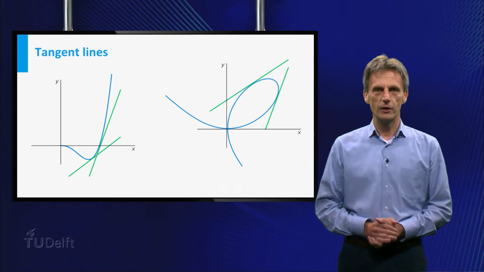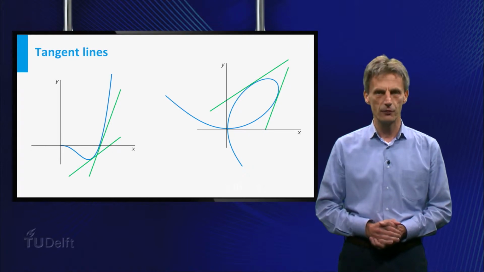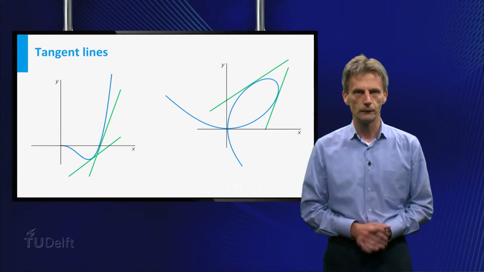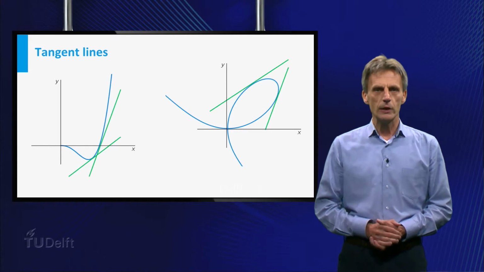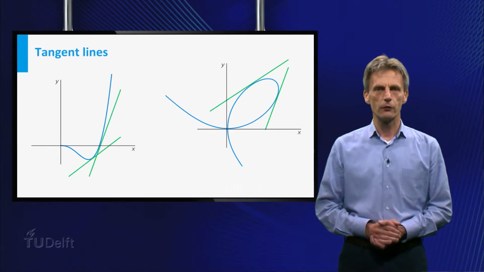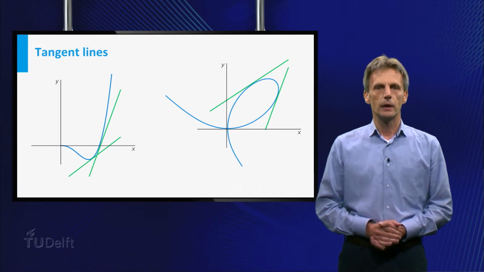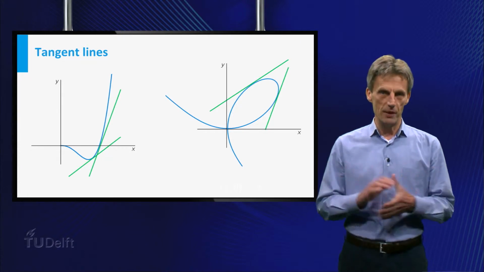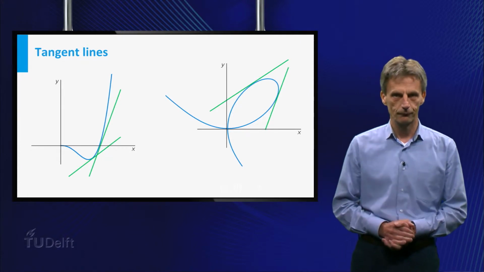Both curves have tangent lines. The slope of a tangent line to the curve on the left can be calculated by explicit differentiation. For the curve on the right, we need another technique, and this will be the topic of the next lecture. It's called the technique of implicit differentiation.